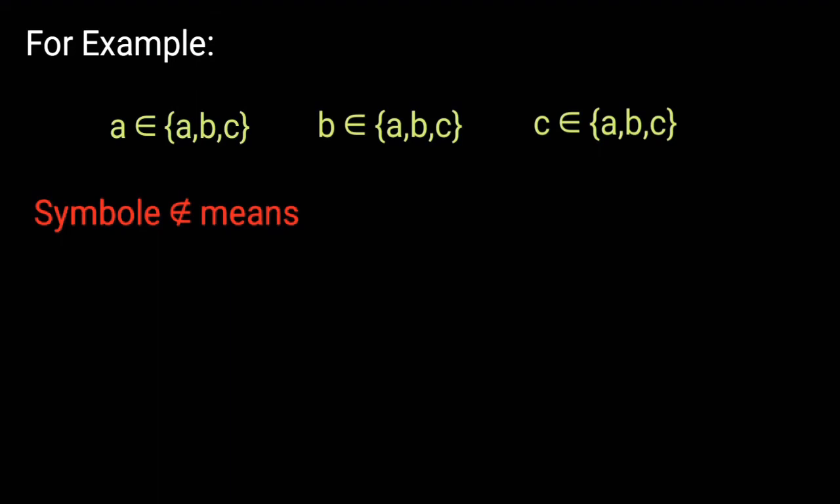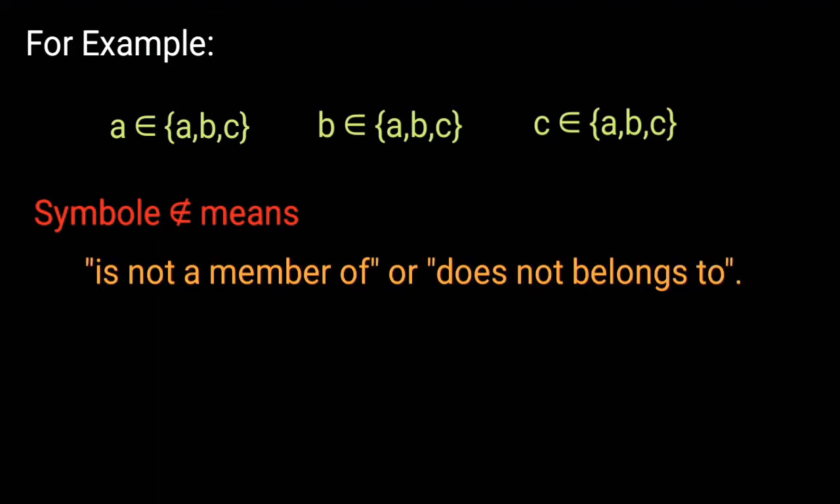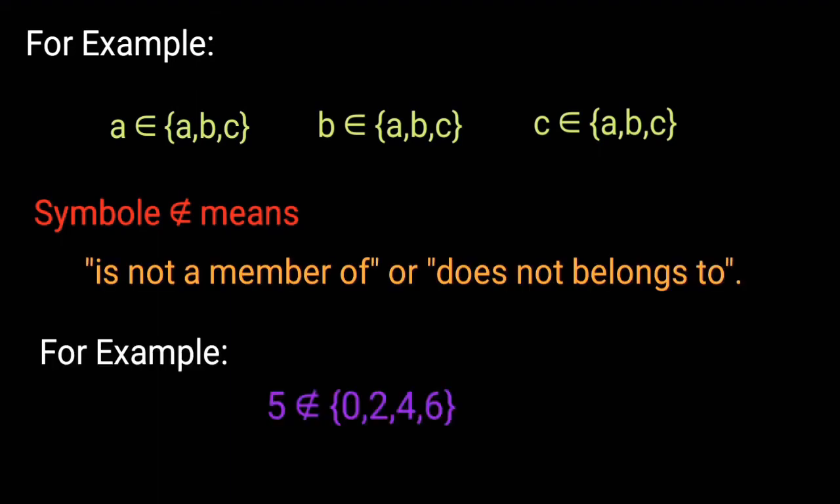The symbol ∉ means is not a member of or does not belong to. For example, 5 does not belong to the set {0, 2, 4, 6}.